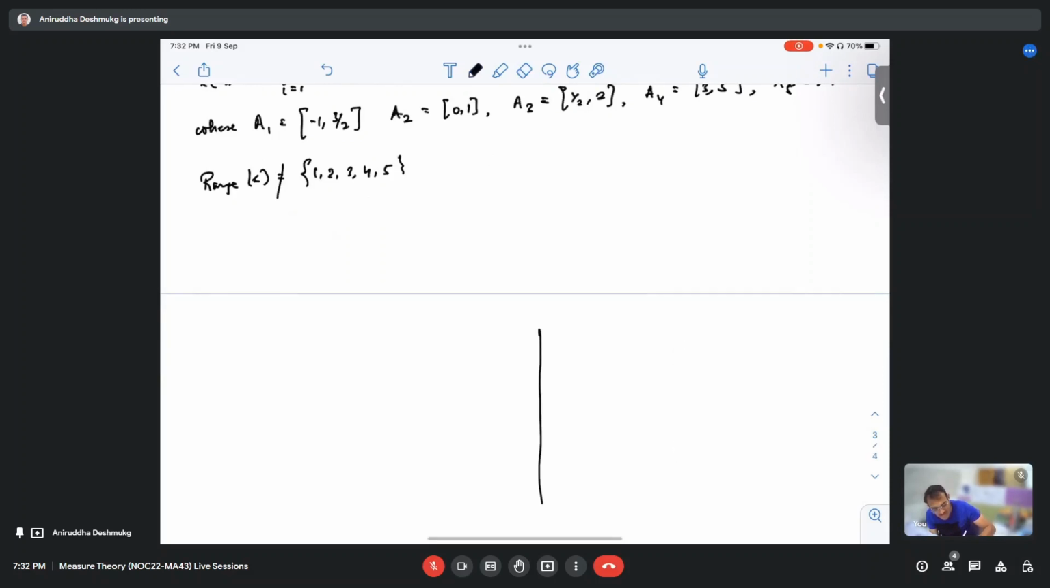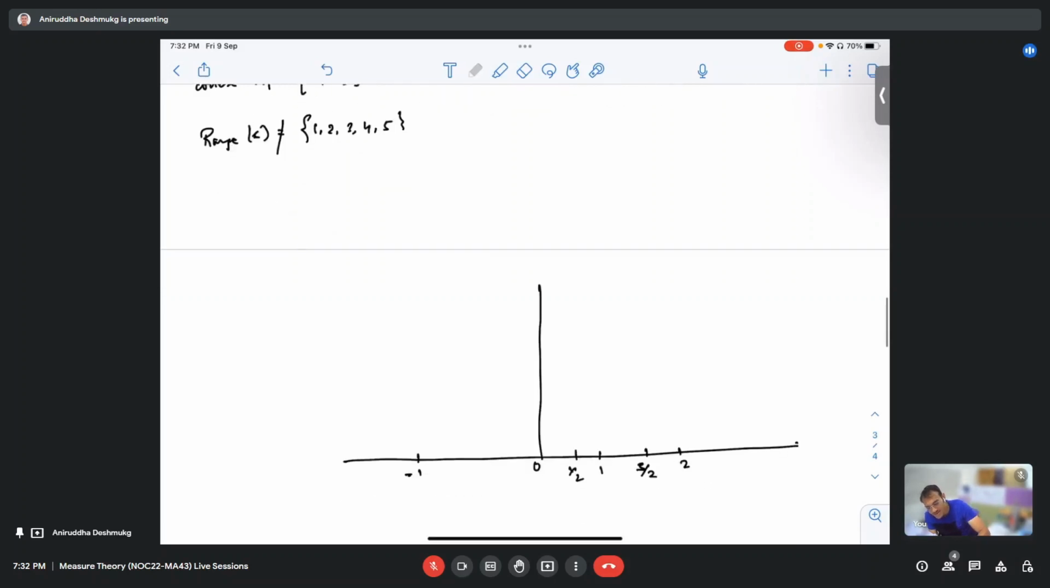Where should I draw? At the center is better. So let us try to draw. A1 is minus 1 to 3 by 2. So this is minus 1 and perhaps this is 3 by 2. A2 is 0 to 1. A3 is half to 2. So I should really use some colors. From here to here we have A1, from here to here we have A2, and from this to this is A3.